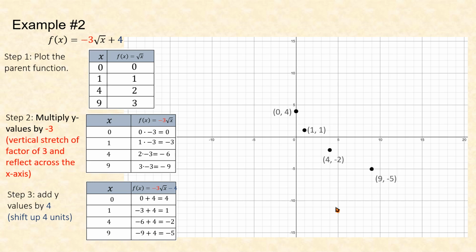Okay, now I have my curve. There it is. Domain and range going off of the graph. Domain is x is larger than or equal to 0. And for the range, y is less than or equal to 4.